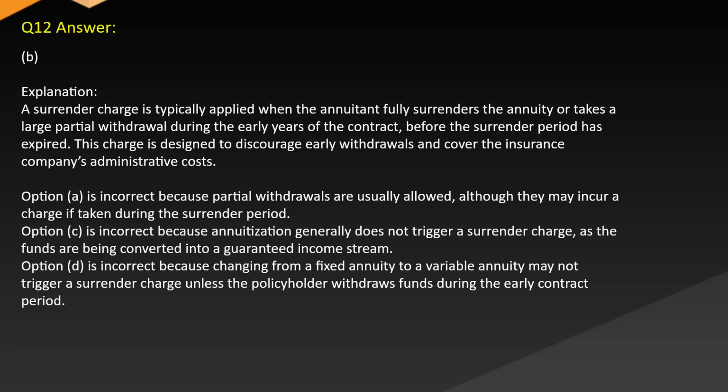surrender period. Option C is incorrect because annuitization generally does not trigger a surrender charge as the funds are being converted into a guaranteed income stream. Option D is incorrect because changing from a fixed annuity to a variable annuity may not trigger a surrender charge unless the policyholder withdraws funds during the early contract period.